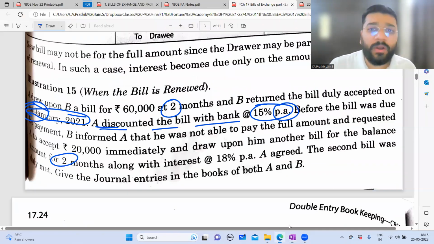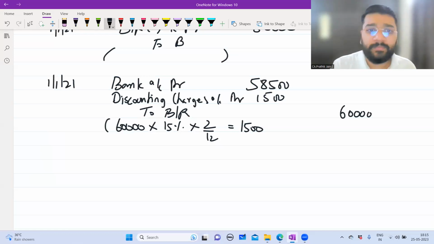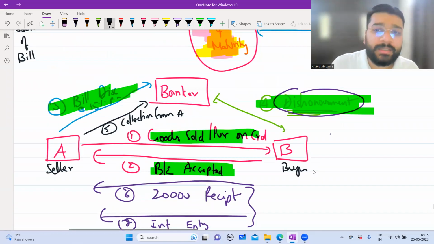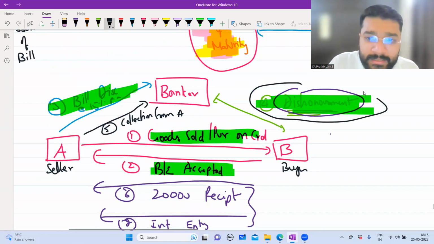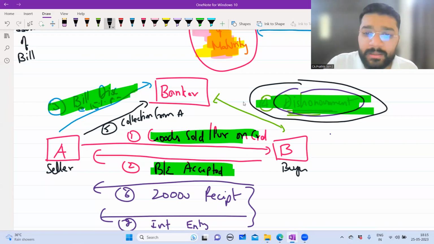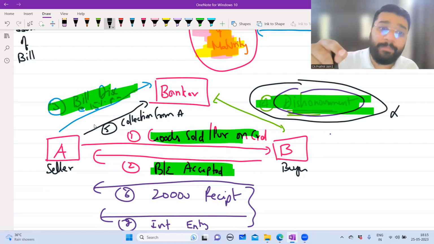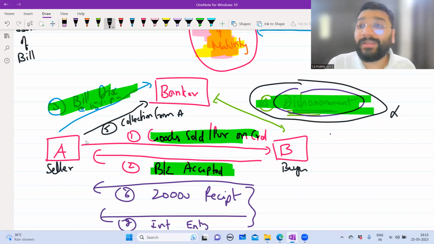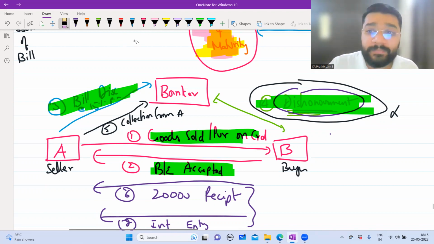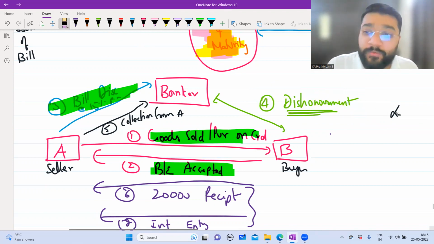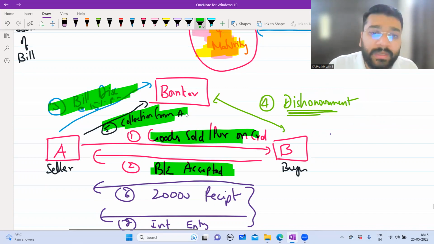Guys, this entry is recorded in whose books of accounts? In our books of accounts. See, upon dishonorment, this is something which is happening between the banker and B. So this we cannot record. We are recording the 5th entry now. When the dishonorment happens, the banker comes fighting with A, that day we are talking about. So we are now recording not the 4th entry, because the 4th entry is between the banker and B. We are now recording the 5th entry: collection from A.